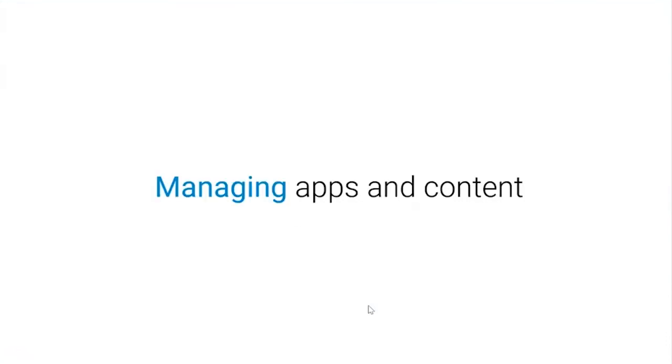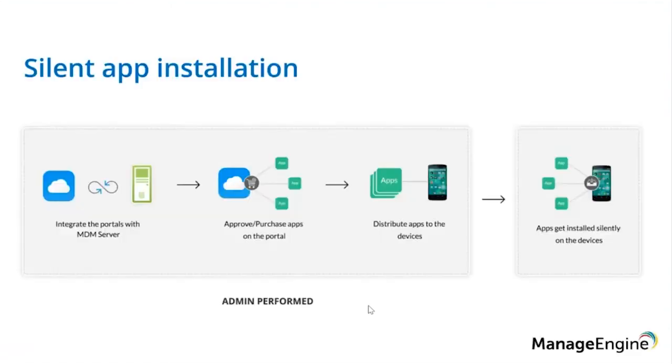Let's quickly look at managing apps and content using MDM on both Windows and Apple devices. So for Mac devices, let's start off with Apple Business Manager. Before we start off with the workflow, let me quickly explain silent installation. In many scenarios, the admin may want to distribute certain apps for devices as an organization policy, such as an antivirus, a VPN, etc.